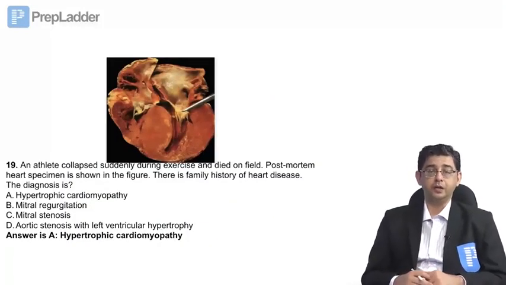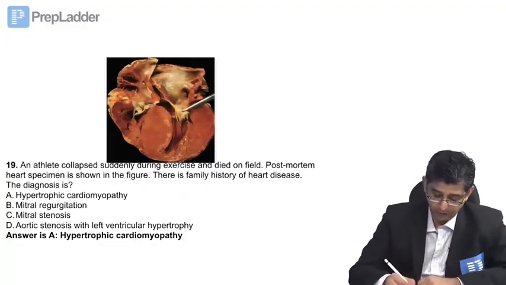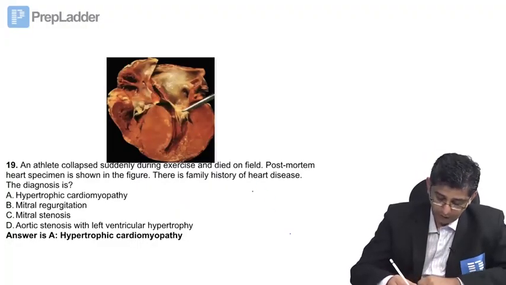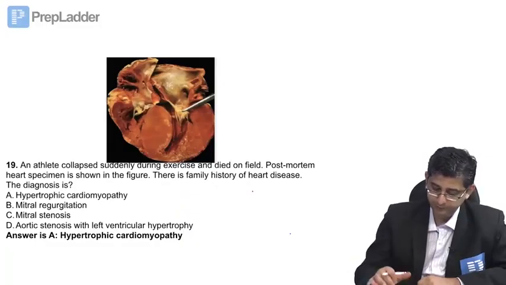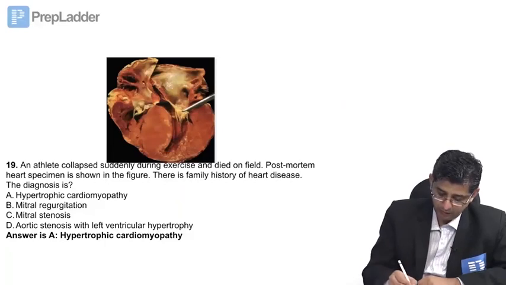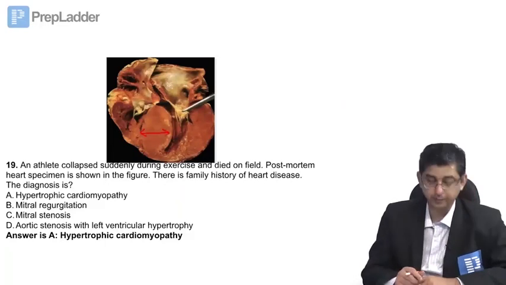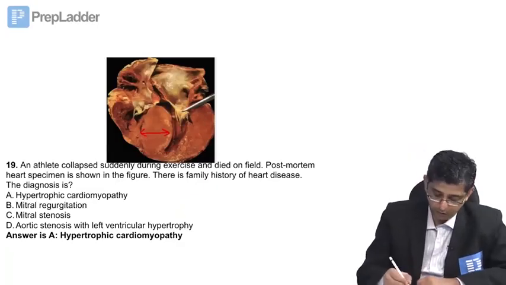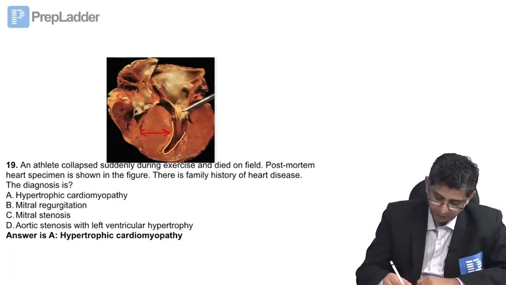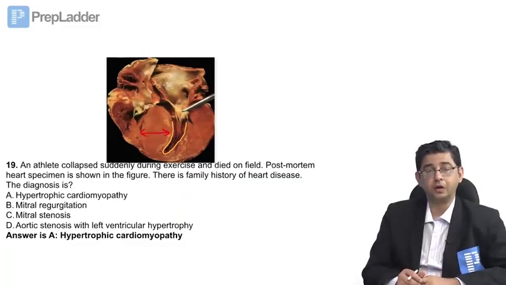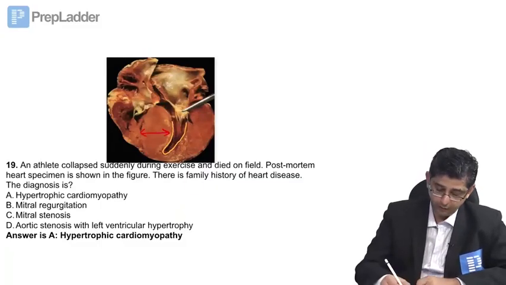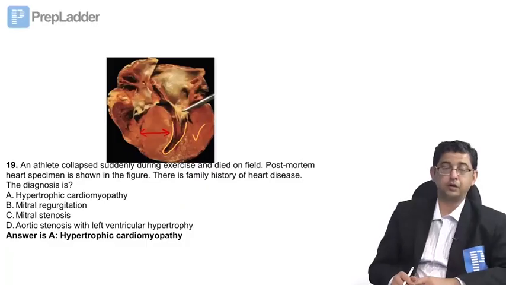An athlete collapsed suddenly during exercise and died. The post-mortem shows the following image. You can notice a very significant asymmetrical hypertrophy of the septum. This is the septum area, it is hypertrophic. Then the cavity of the left ventricle, this is the banana shaped cavity of the left ventricle. There is a hypertrophy of the free wall of the heart.